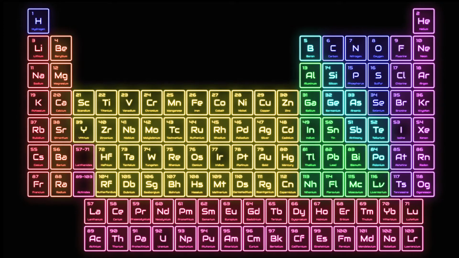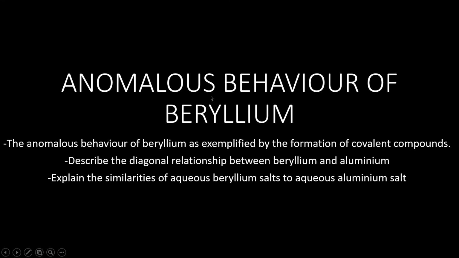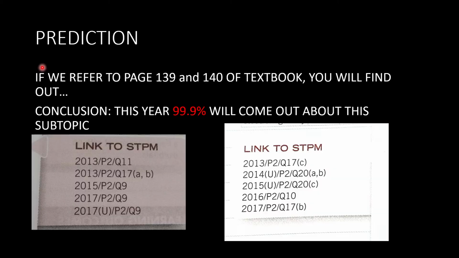So today I'm going to discuss with you the anomalous behavior of beryllium. In this lesson you will learn the anomalous behavior of beryllium as exemplified by the formation of covalent compounds. You can also learn how to describe the diagonal relationship between beryllium and aluminum, and explain the similarities of aqueous beryllium salts to aqueous aluminum salts. So let us begin the lesson now.